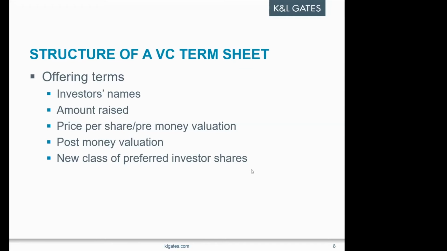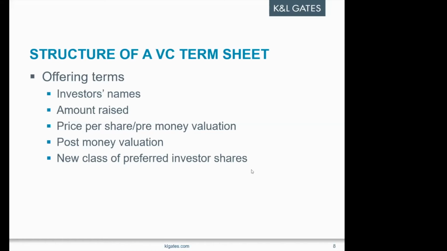In the first section, relating to the offering terms, you'll find information about basically what's happening and who's getting what. You'll find information on the investors, their details, the amount that's going to be raised from the investment round, the price per share and pre-money valuation, which is the value of the company before the investment is made. You'll also find information about the post-money valuation, which is the pre-money value plus the newly raised financing in the investment round.